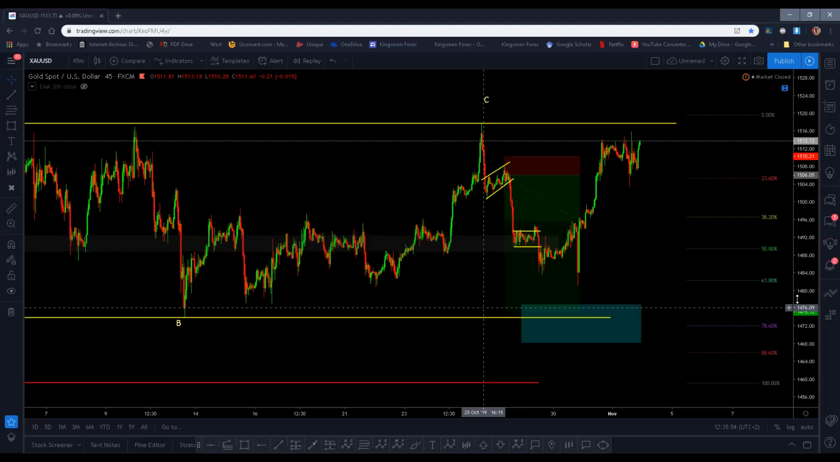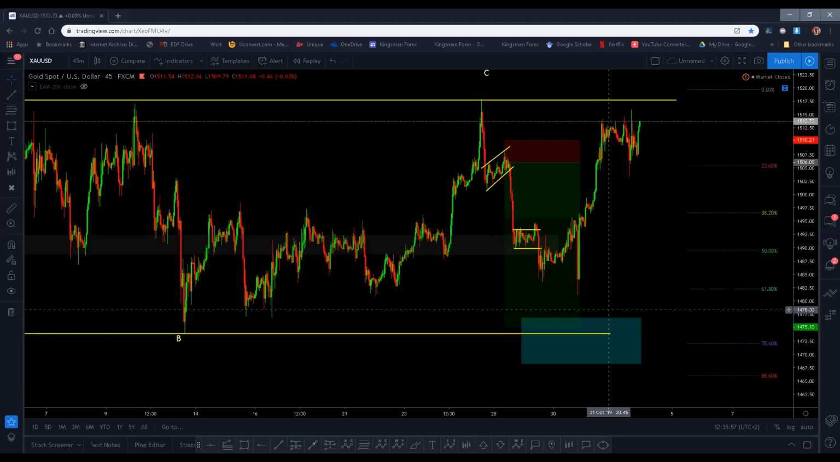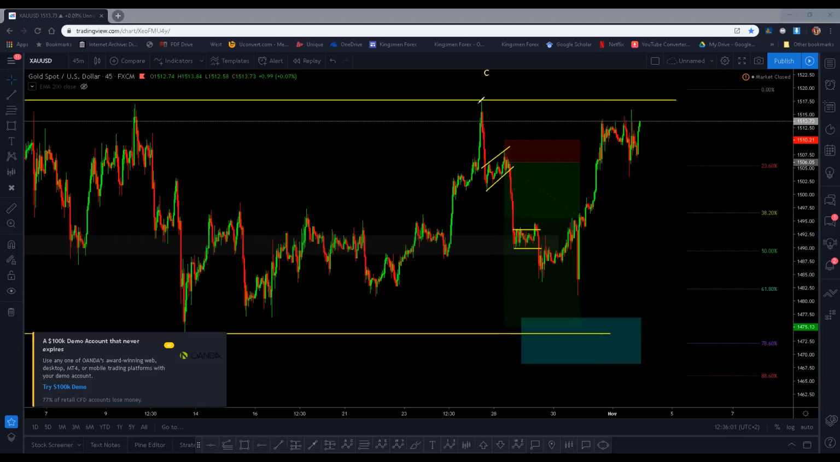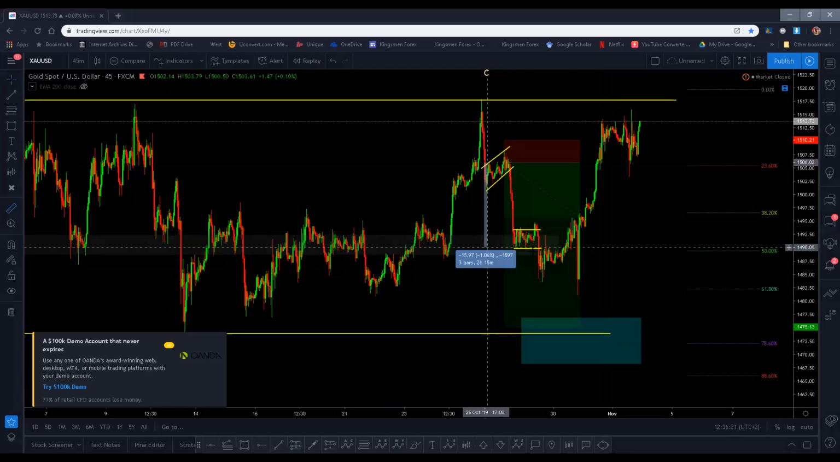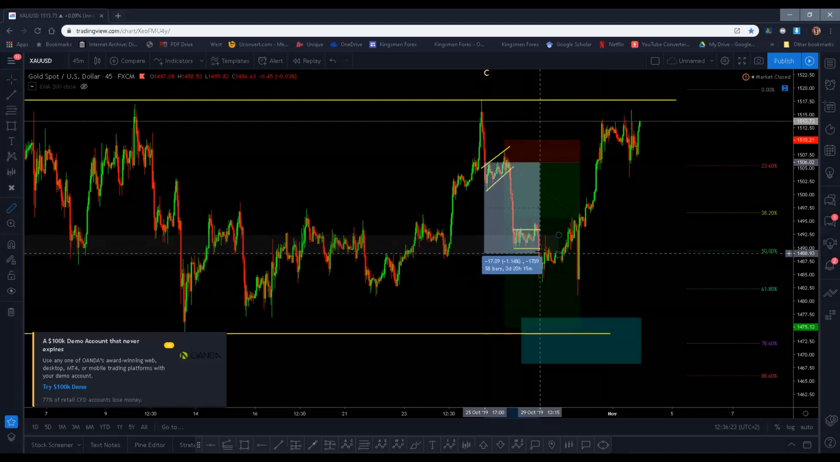On gold we entered based on this corrective structure after getting a bearish impulse. And then we were able to secure, let's measure how many pips we were able to secure. Okay, we got taken out at this area. We secured 167 pips.